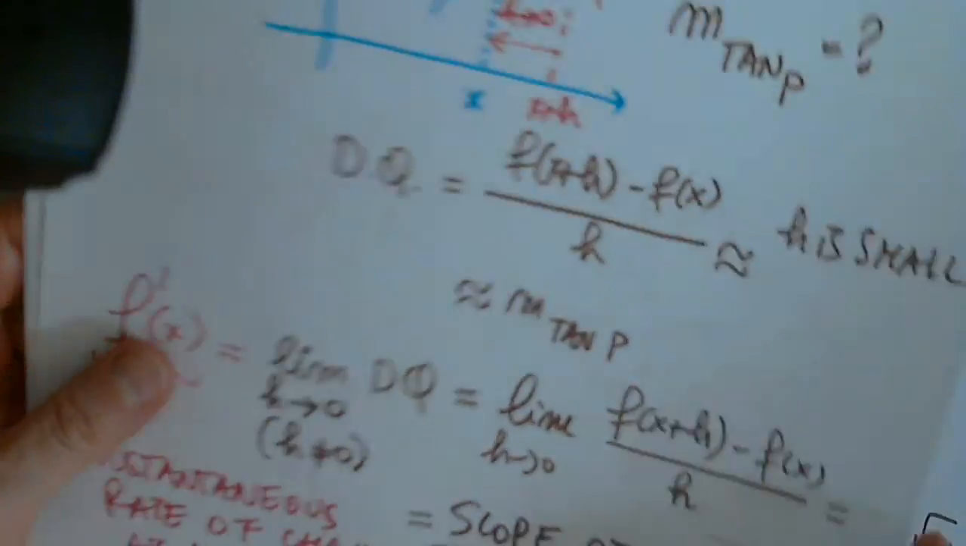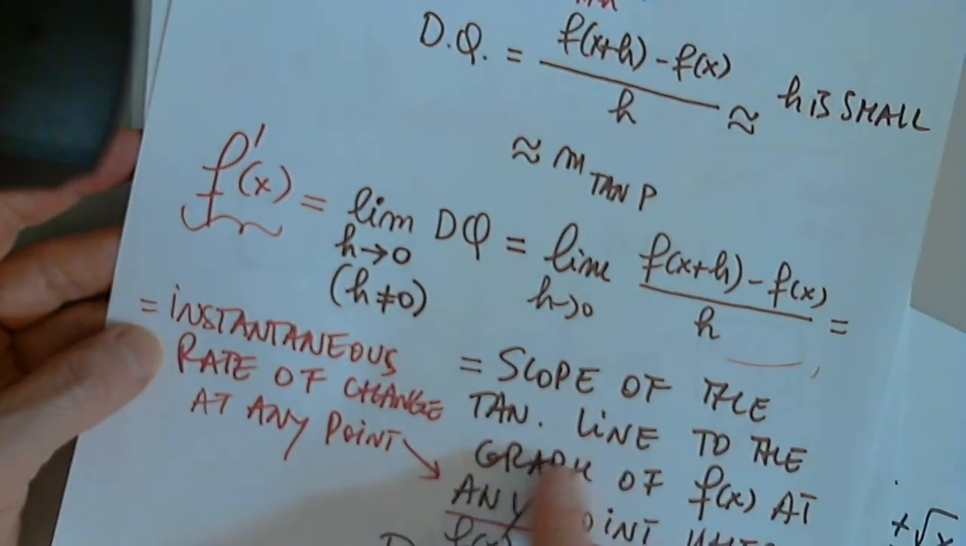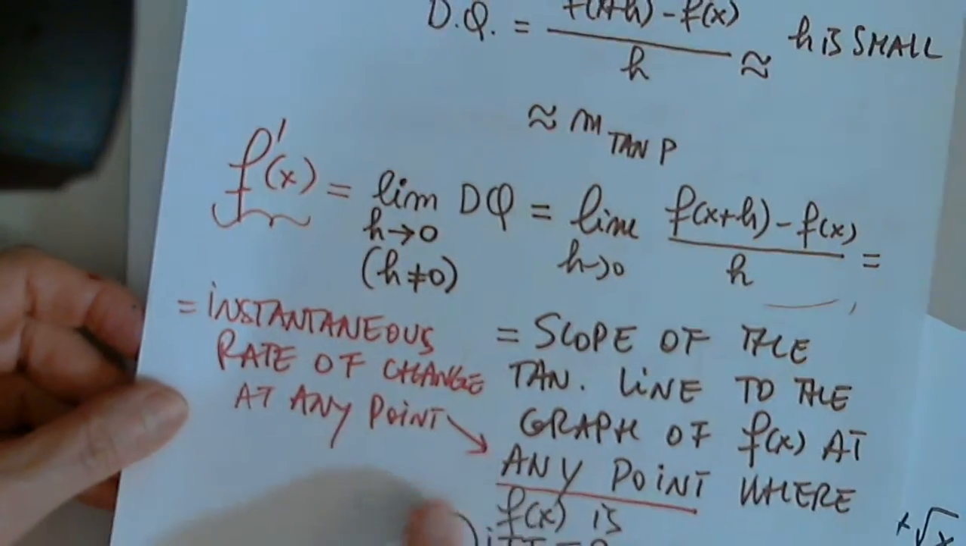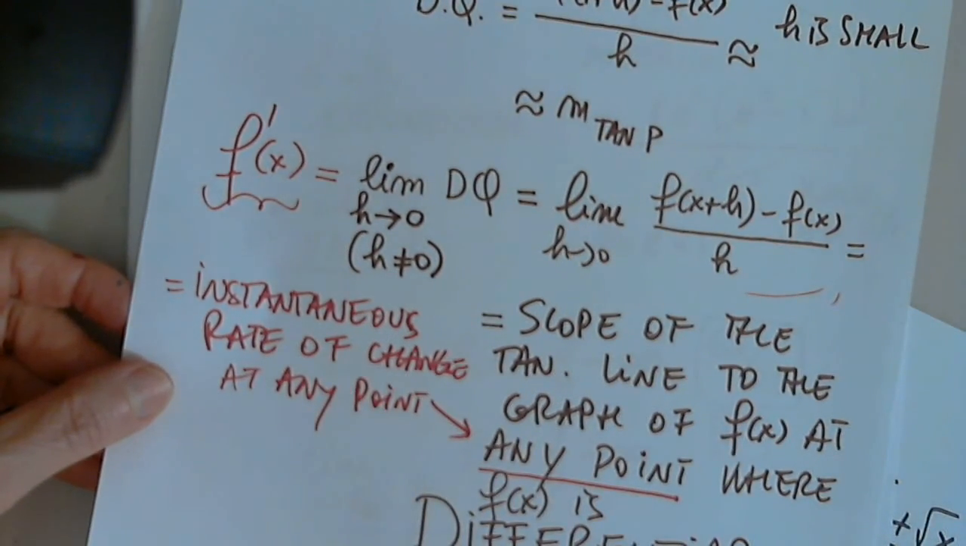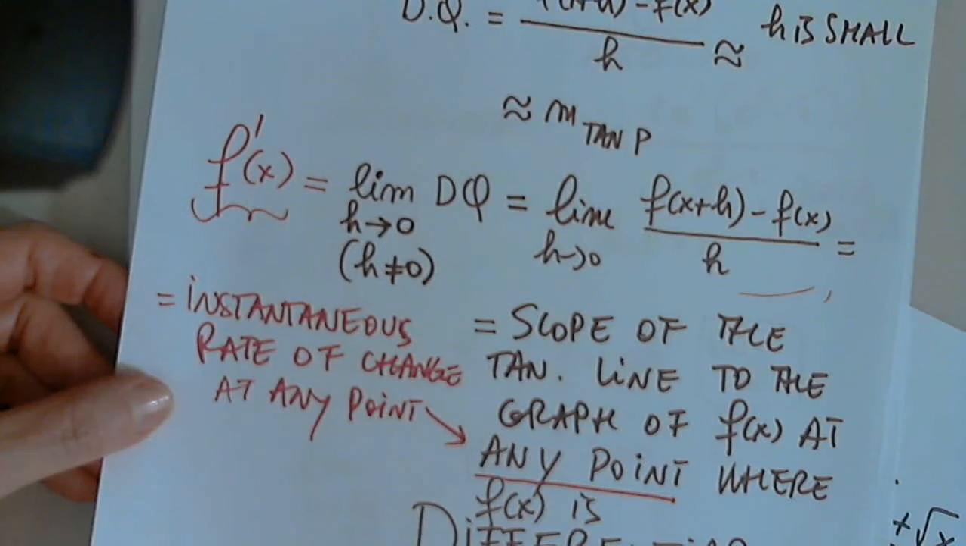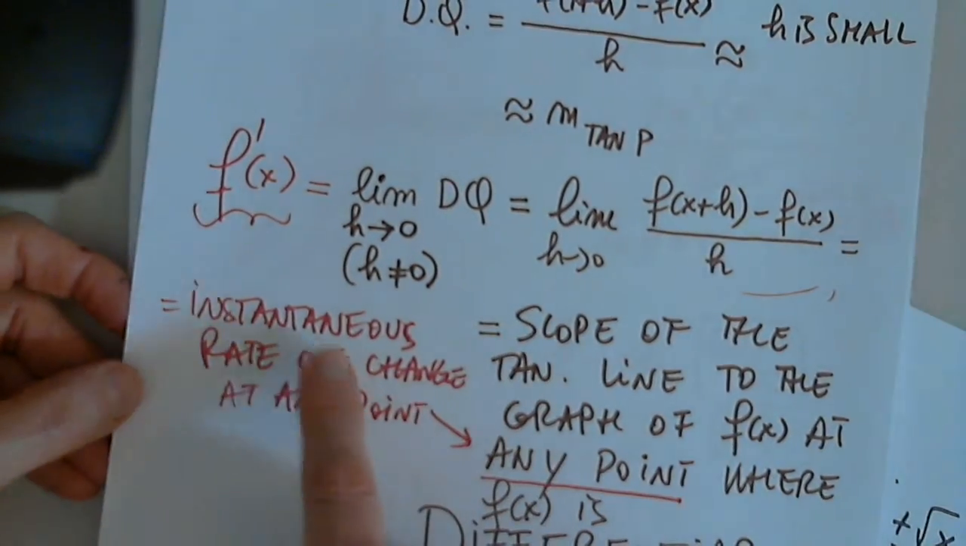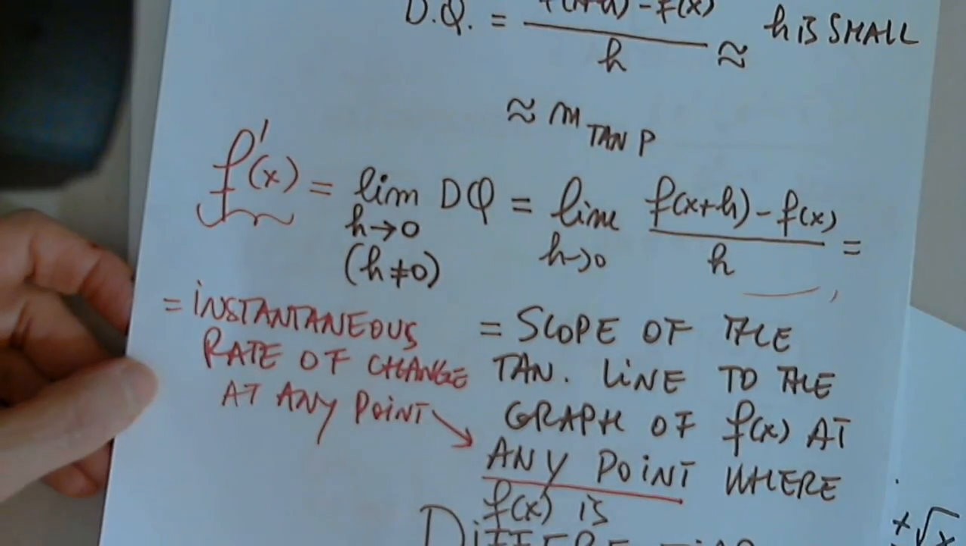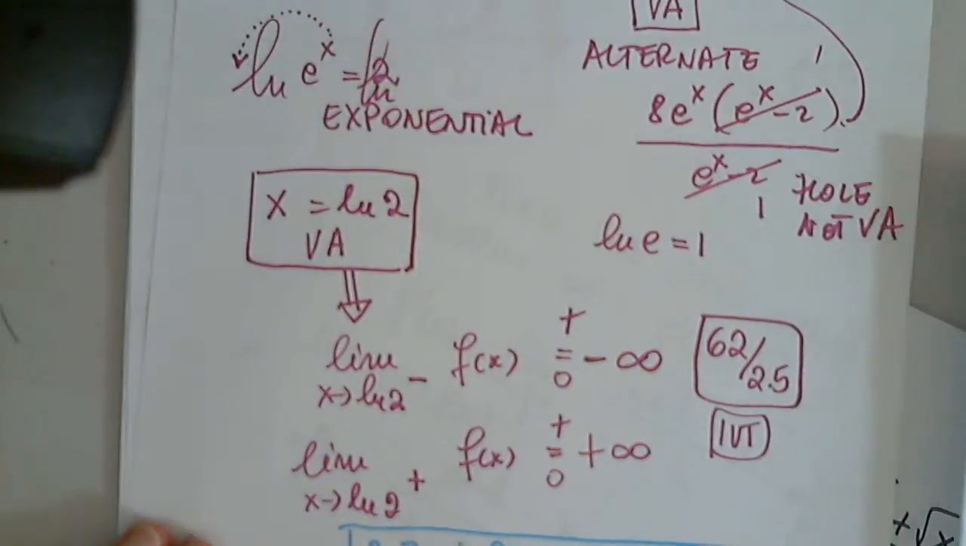That's exactly what the derivative is. It's the slope of the tangent line to the graph, or the instantaneous rate of change at any point where the function is differentiable. That's exactly what it means. The slope is the instantaneous rate of change. And that's exactly what we did.